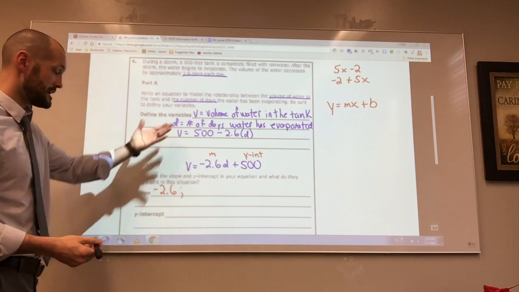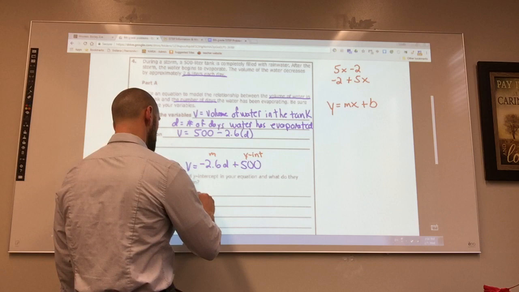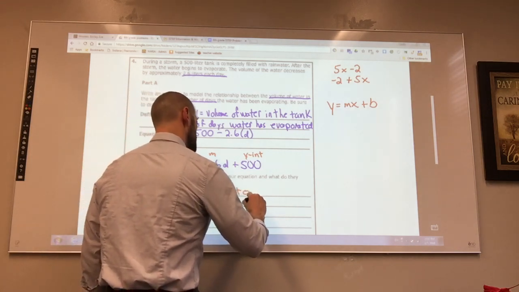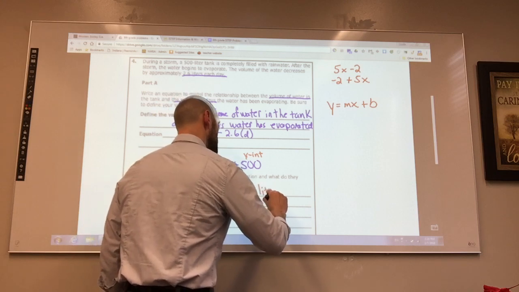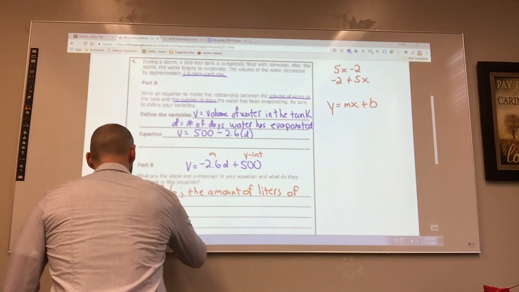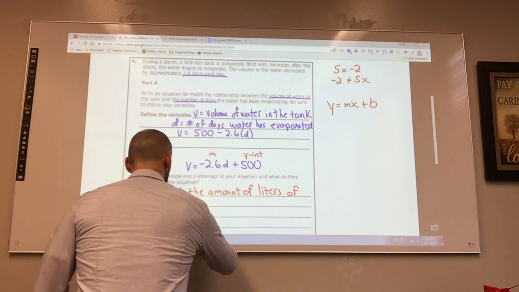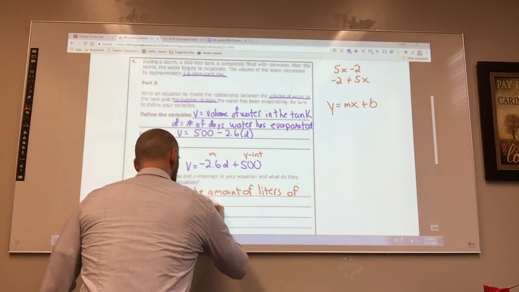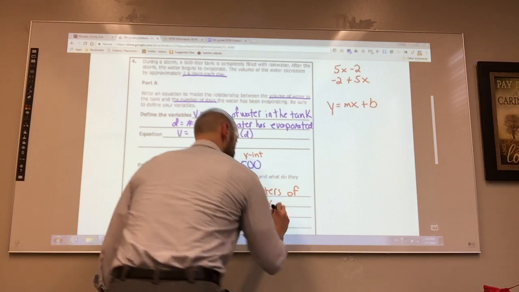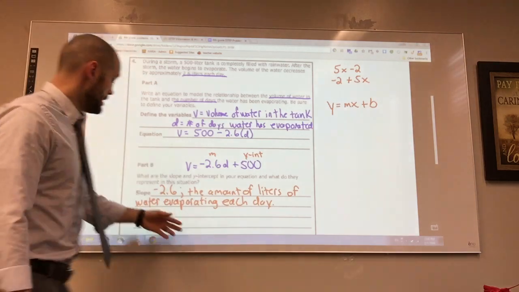What does it represent? Well, we kind of already said it, but we'll say it again. This is the amount of liters of water evaporating each day. I mean, literally, this answer comes from the instructions.